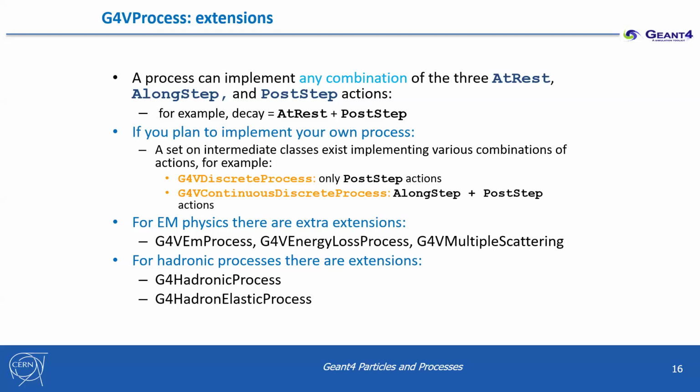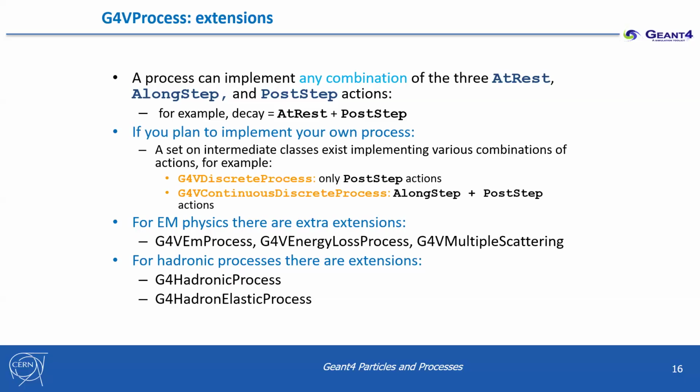So we can have more complex processes which have components AtRest and PostStep, or AlongStep and PostStep. For example, decay may happen both AtRest and PostStep. If you implement your own process, you may use inheritance not from G4VProcess, but from combined classes like G4VDiscreteProcess, which is only PostStep, or G4VContinuousDiscreteProcess, which is AlongStep and PostStep.